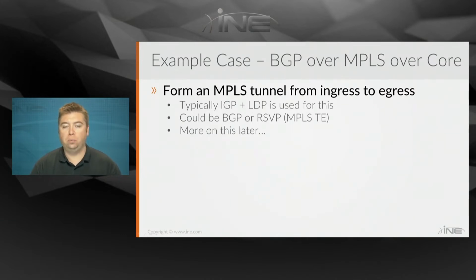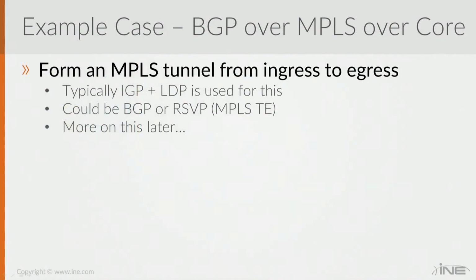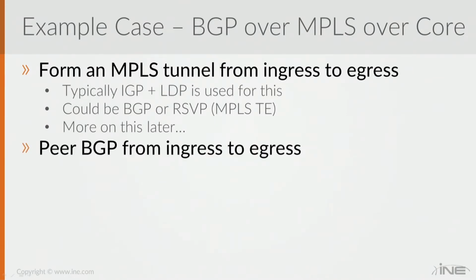The ultimate goal is that we need some sort of binding between the ingress and egress edge devices, the provider edges, and MPLS labels. Now, we'll see a little bit later why we typically use IGP and LDP for this, because it's basically plug and play. But you theoretically could completely skip over LDP and use only BGP labels or use only traffic engineering labels. Okay, the end result is going to be the same, that we're forming the tunnel from the ingress to the egress. The next step is that we're going to form our peering.